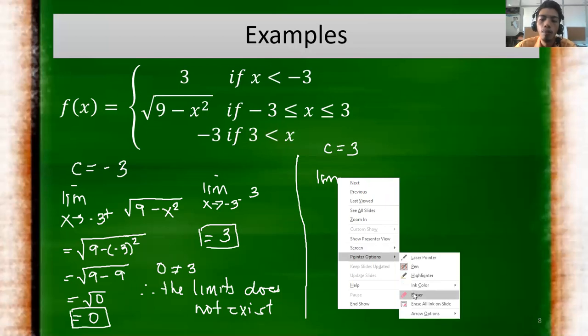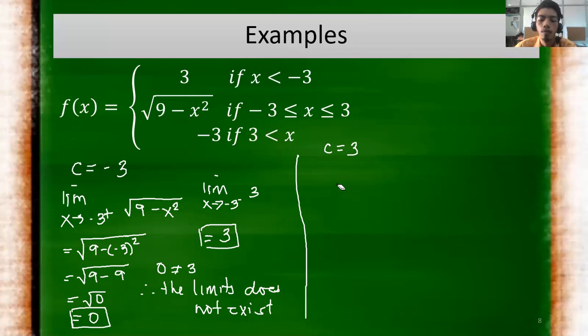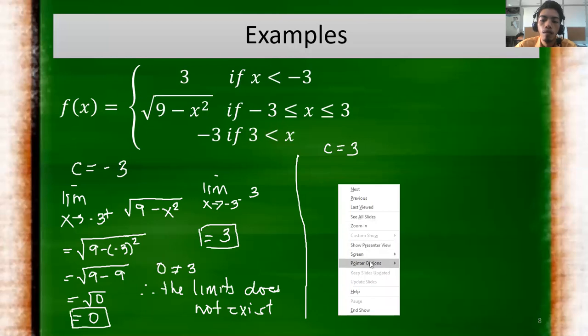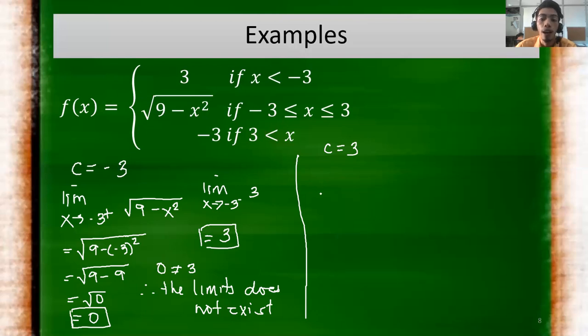So kunin natin yung limit ng function na from the right, 3 from the right. So limit as x approaches 3 from the right. So ano ba yung function na 3 from the right? Okay? So it must satisfy that x is greater than 3. So kung makikita natin dito, we have the third function x greater than 3. So ang gagamitin natin ay yung negative 3.